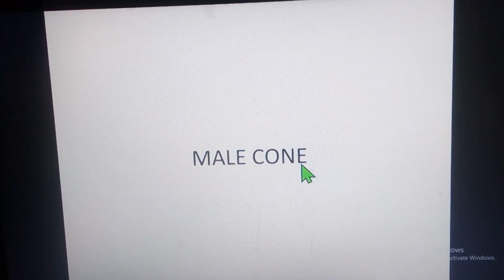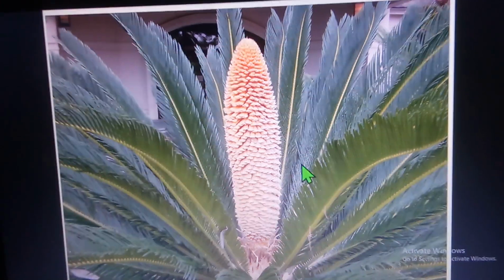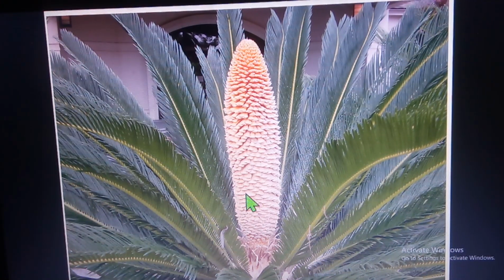So here, the male cone. Now the male cone of Cycas develops singly on the apex of the male plant, or sometimes we find a few, 2 or 3, male cones growing at the apex of the stem in other Cycas species, but in most Cycas species, these male cones develop singly at the growing apex of the stem.